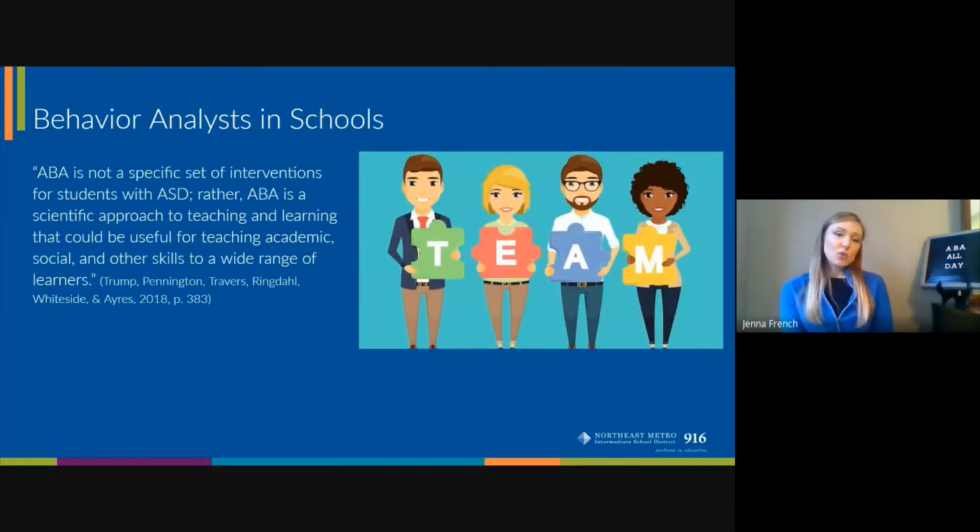Behavior analysts in schools. I really liked this quote from an article called Applied Behavior Analysis in Special Education, Misconceptions and Guidelines for Use. I would highly recommend reading that article. It was very, very helpful to read, especially in connecting the commonalities between education and behavior analysis. But ABA is not a specific set of interventions for students with ASD. Rather, ABA is a scientific approach to teaching and learning that could be useful for teaching academic, social, and other skills to a wide range of learners.